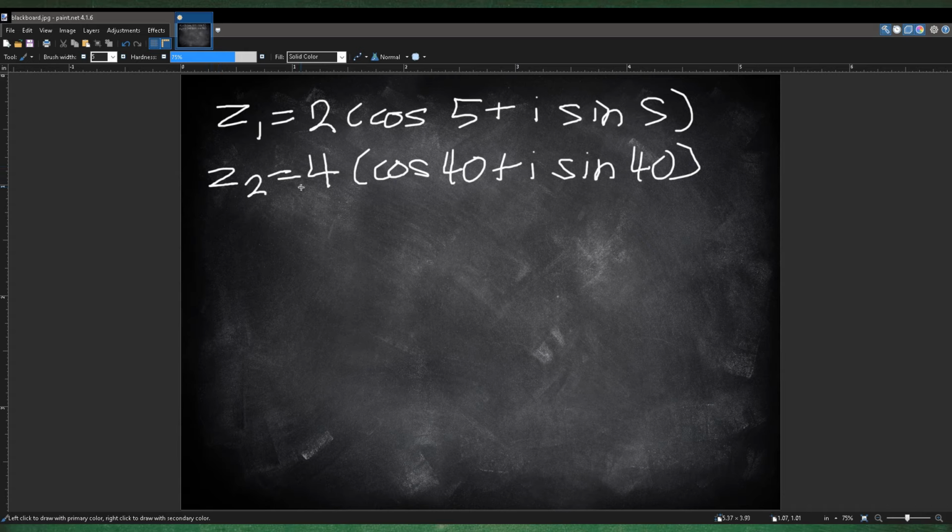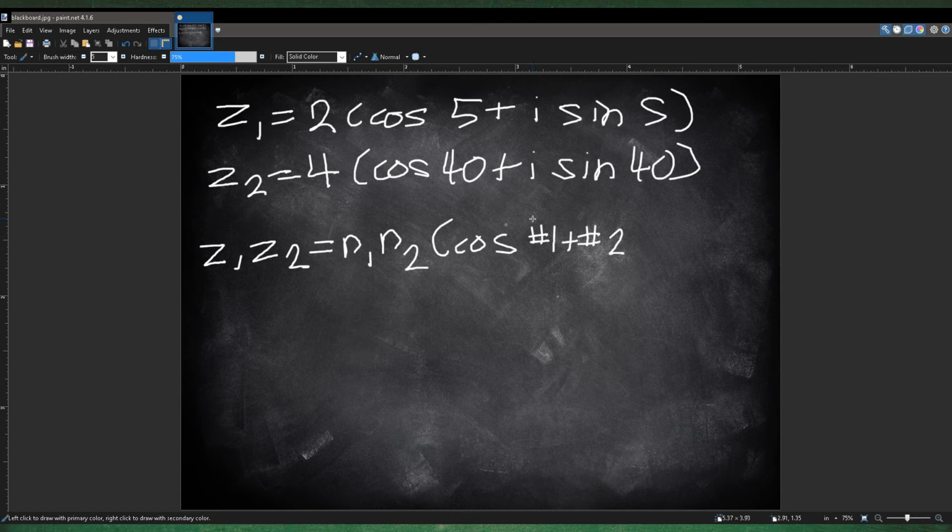What it states is if we want to find the product of complex number 1 times complex number 2, which is just z1 times z2, basically you will have to multiply the magnitudes, and then you have to add the angles. So it's cosine of angle 1 plus angle 2, put that in parentheses, plus i sine of the same angle. So angle 1 plus angle 2, basically. Sorry, I'm running out of space.